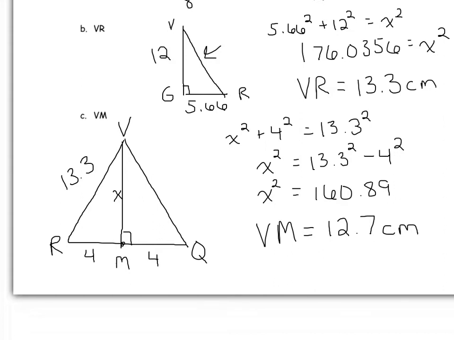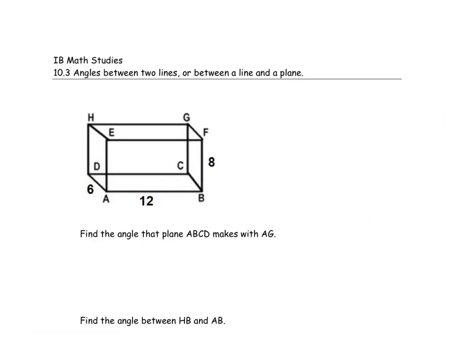Now, you will also be asked to find the angles. So we're going to end up needing to remember some of our trig. So let's write at the top of our page. SOH CAH TOA. Sine is opposite over hypotenuse. Cosine is adjacent over hypotenuse. And tangent is opposite over adjacent. Find the angle that plane ABCD makes with AG.